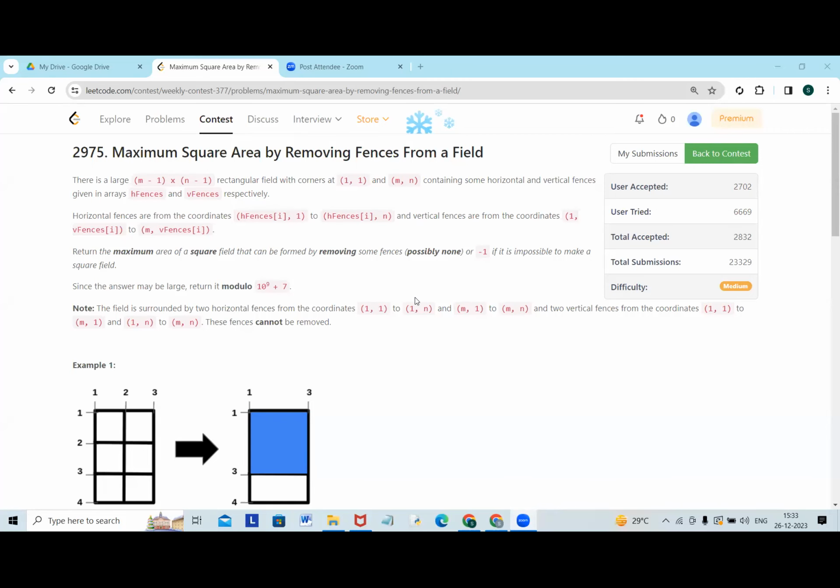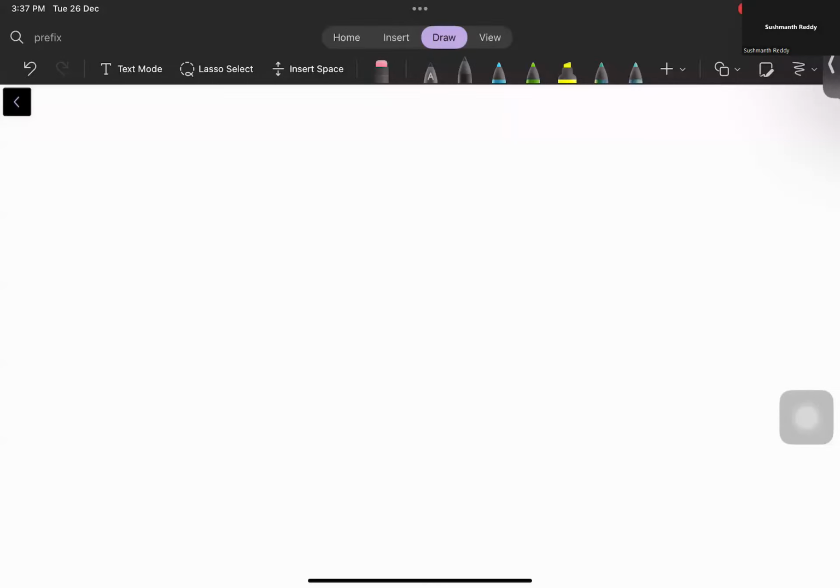The next question of LeetCode Weekly Contest 377 is Maximum Square Area by Removing Fences from a Field. Basically, in this question we are given n and m, where m tells the number of rows in the rectangular field and n tells the number of columns in the rectangular field.